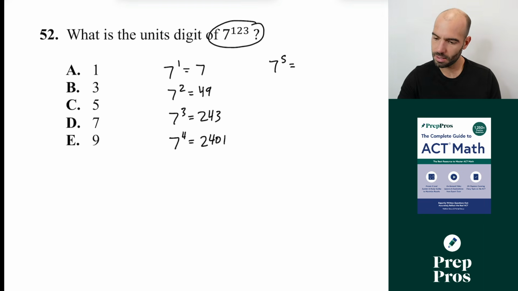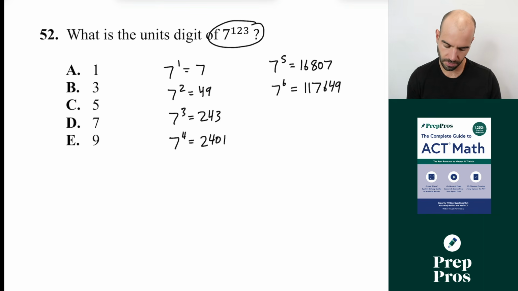7 to the fifth, if I use my calculator, is 16,807. And 7 to the sixth, if we punch this in, we're going to start to see this pattern repeat. 7 to the sixth is 117,649. So what we see is the units digit repeats. It goes 7, 9, 3, 1. Then we see 7 and 9, it's starting to repeat. 7 to the 7th power is going to end in a 3. 7 to the 8th power is going to end in a 1.